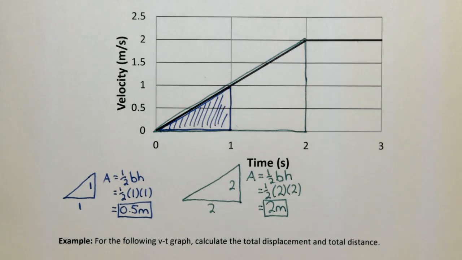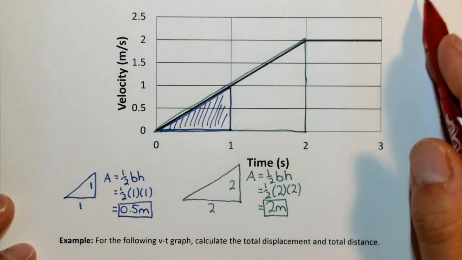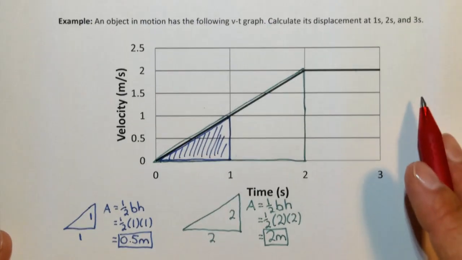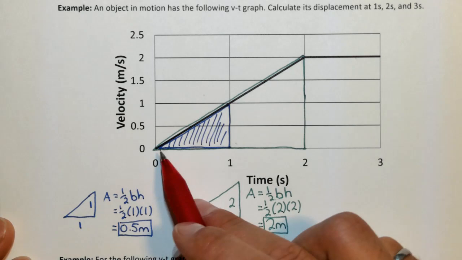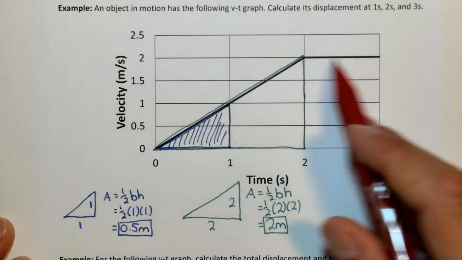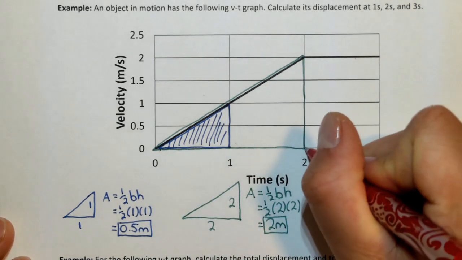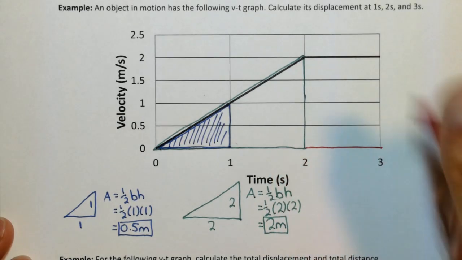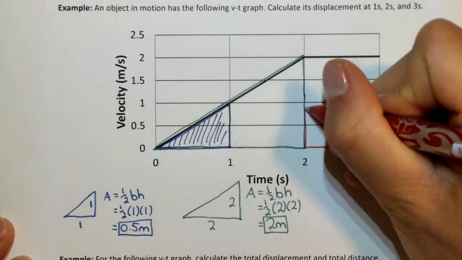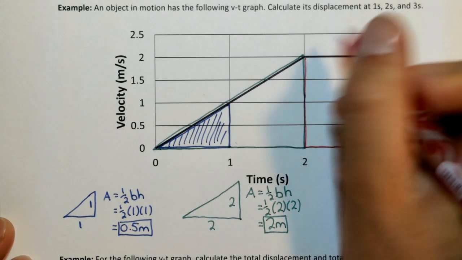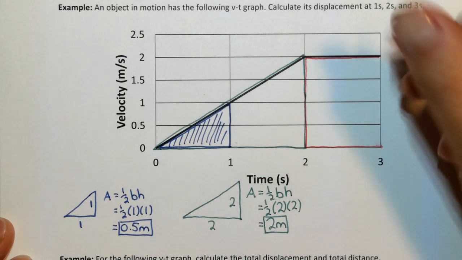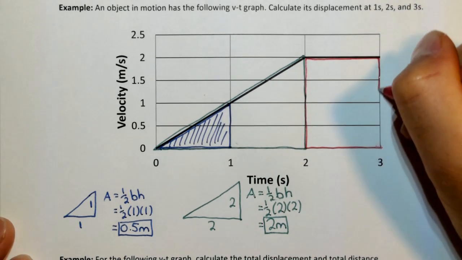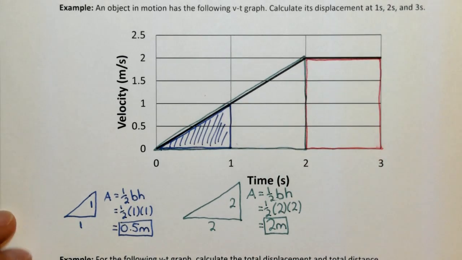Now, we're also being asked for the displacement after 3 seconds, which means I want the whole area under this graph, the area between the graph and the x-axis for the first 3 seconds. And the first 3 seconds is basically this green triangle, which I already calculated, plus this red rectangle.